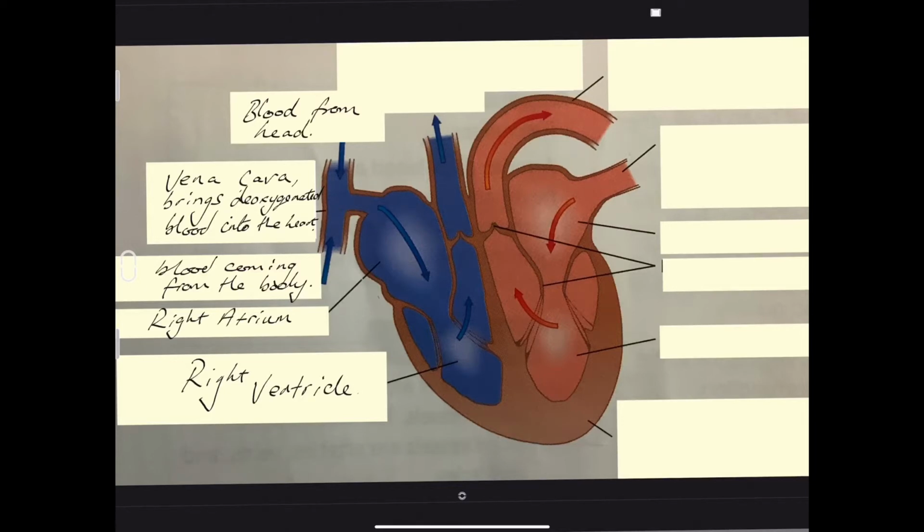Now, moving towards the center, you've got the pulmonary artery. This takes deoxygenated blood to the lungs. Once the blood has come from the body and from the head and drained into the atrium, it passes from the atrium into the ventricle and then is pushed up. This section here is known as the pulmonary artery, and it takes deoxygenated blood to the lungs.